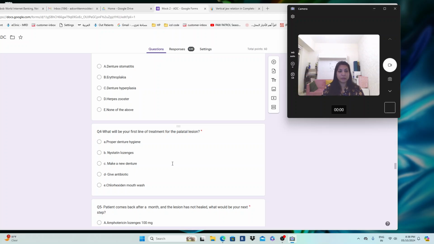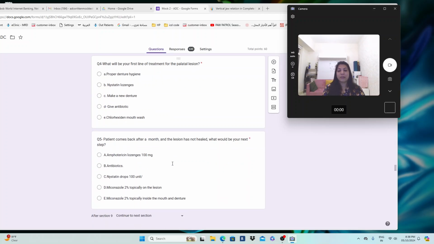I treat, it would be good for a while, but then what? You're going to go back to the same scenario if you don't maintain proper denture hygiene. So first line, start maintaining that, then I will treat, and because you have started maintaining it, you will not go back to that position. The patient comes back after a month and the lesion has not healed. Now what would you do as the next step?